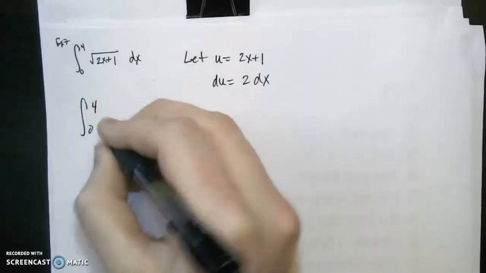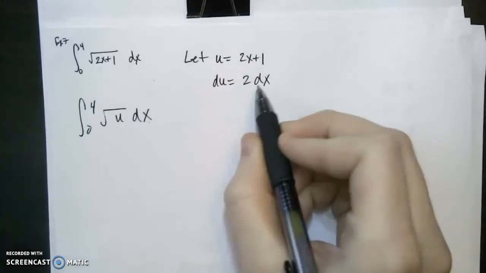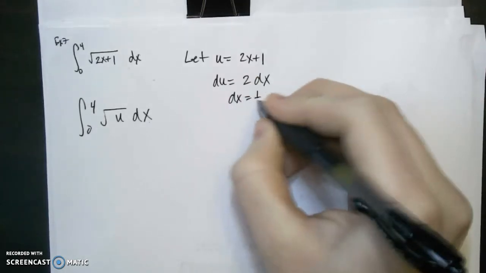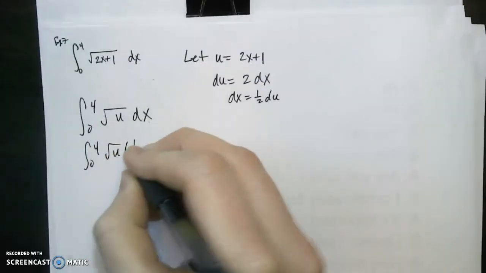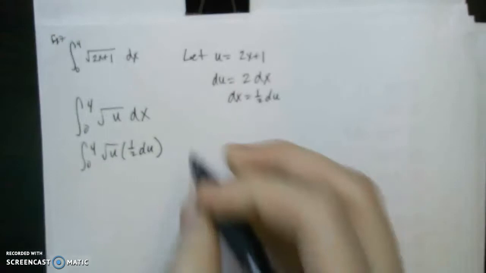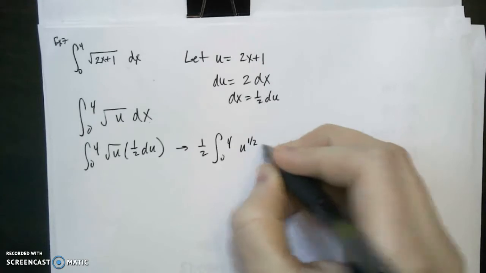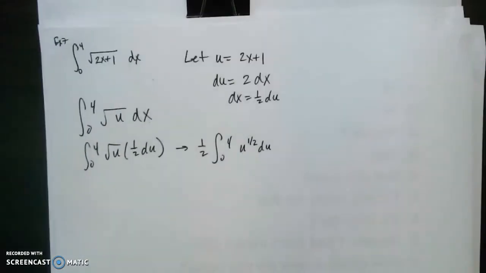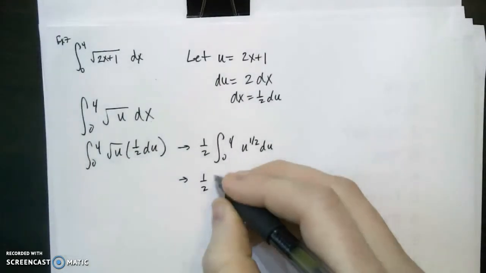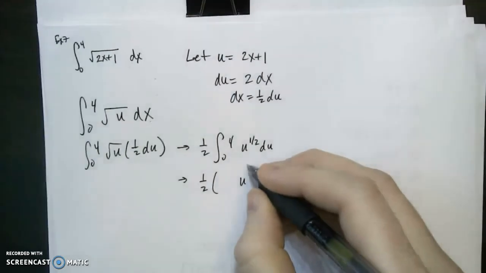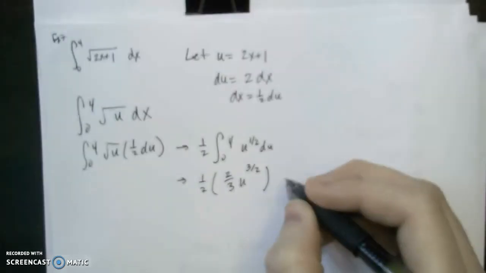So then this is going to be square root of u dx, and that means I need to get rid of or isolate dx here. It's going to be 1/2 du. And then I'm going to bring the 1/2 in front, change that to a 1/2 du. And so then I add 1 to the exponent, and that's going to be 3/2, which means you then divide by 3/2 or multiply by the reciprocal.